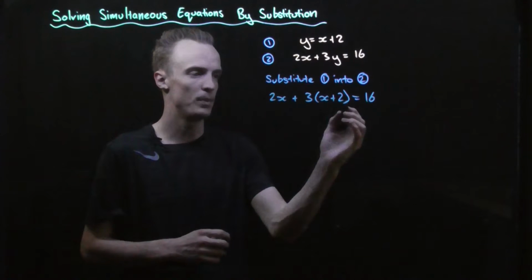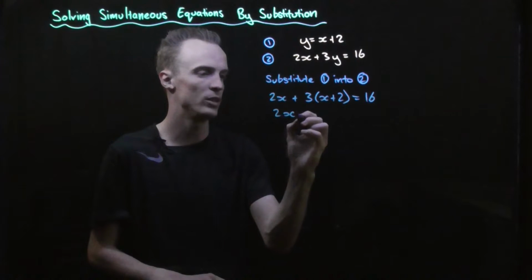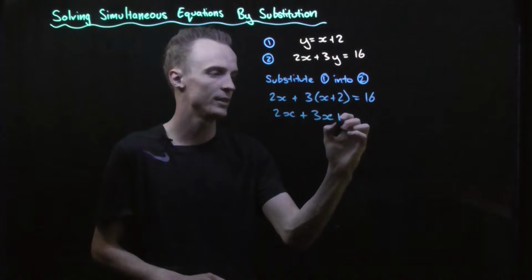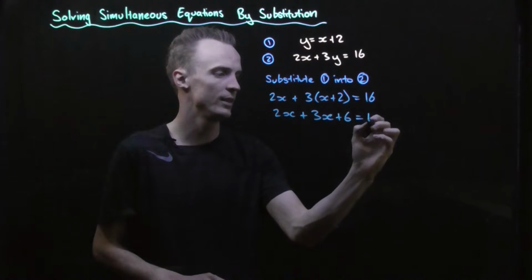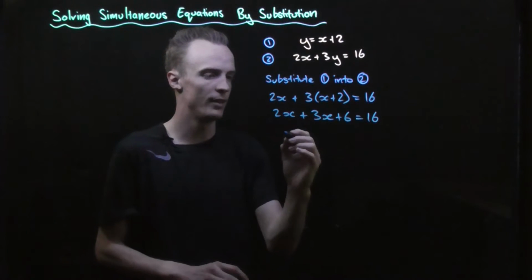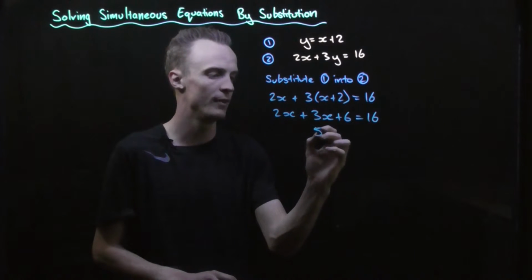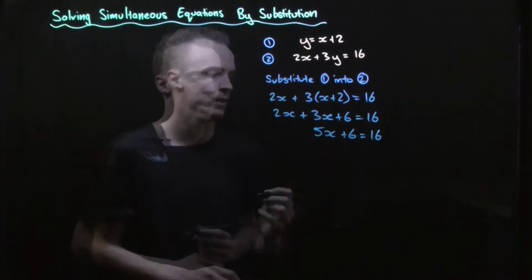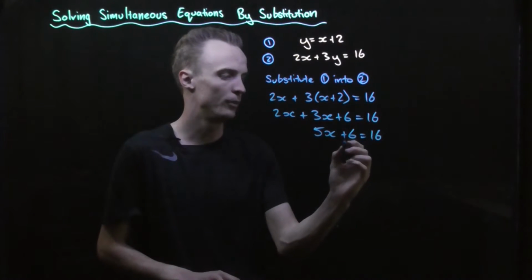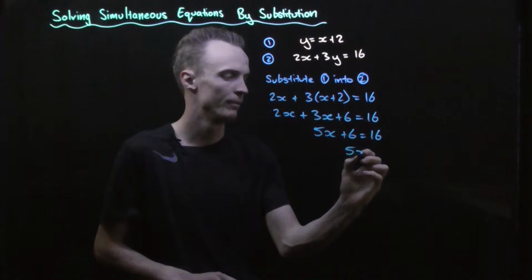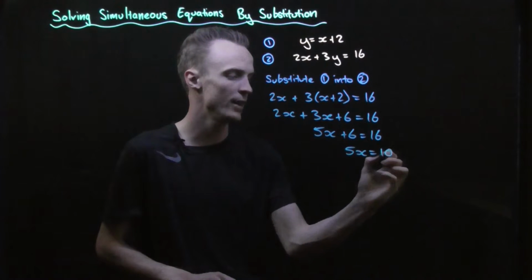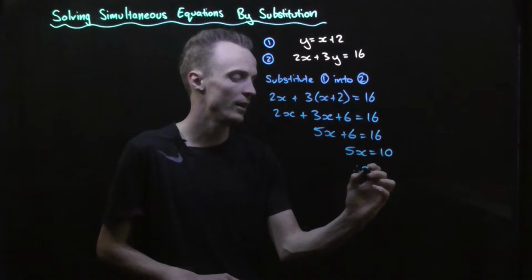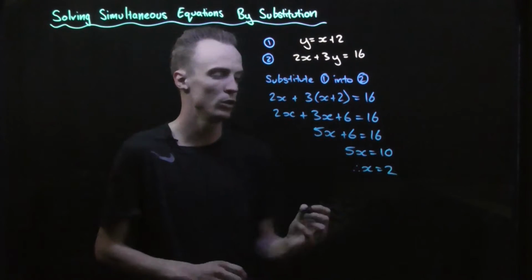So next I expand this. So this will be 2x plus 3x plus 6 equals 16. I then simplify this side. 2x plus 3x is 5x plus 6 will equal 16. And now I solve for x by subtracting 6 from both sides. So 5x will equal 10. Now I divide both sides by 5, finding my x value of 2.